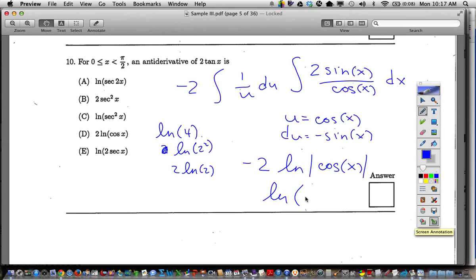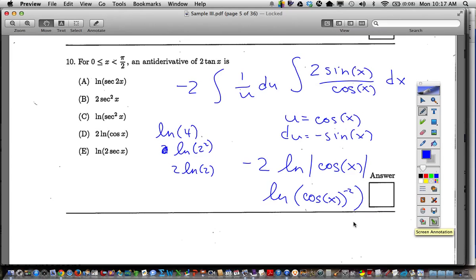And so what do you get? You get ln of cosine x to the negative 2 power. Well, what's cosine x to the negative 2 power? Flip it. That's secant squared. That's 1 over cosine squared, which is secant squared. So this is ln of secant squared, which is C.